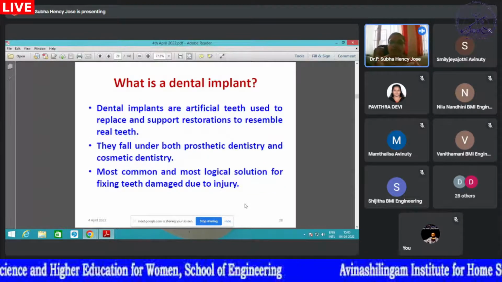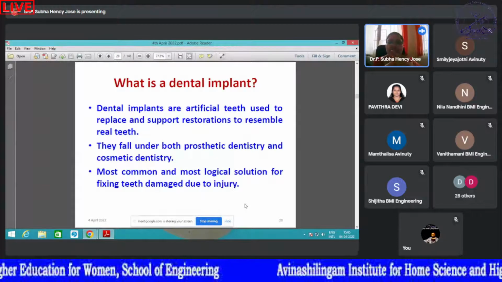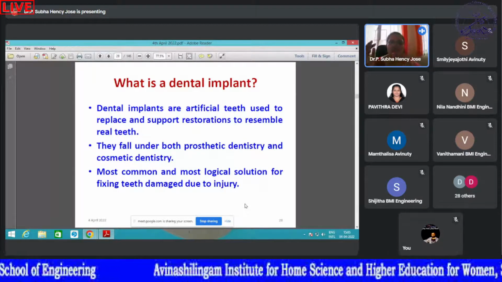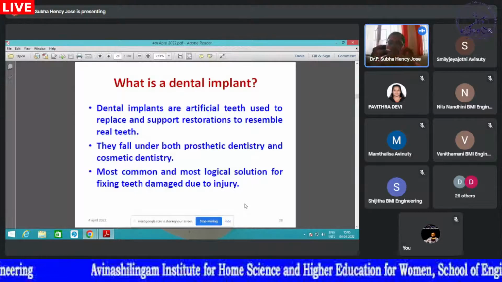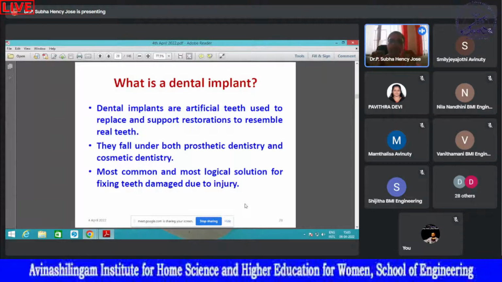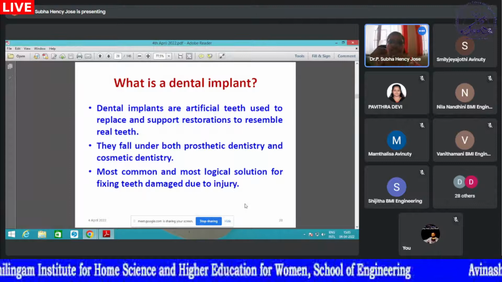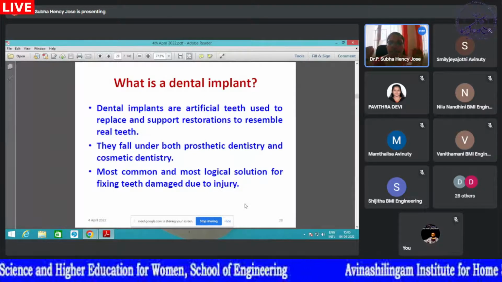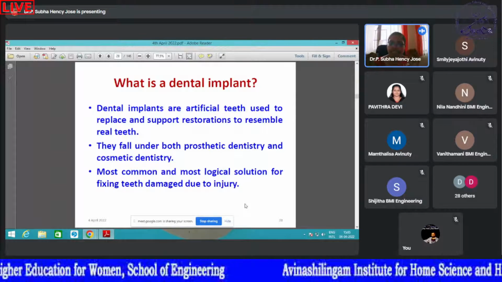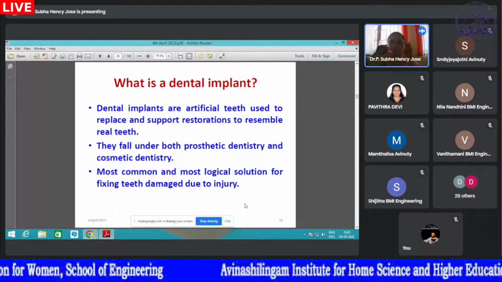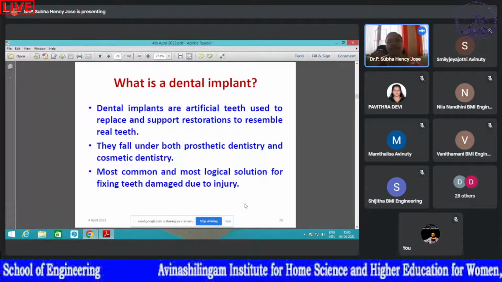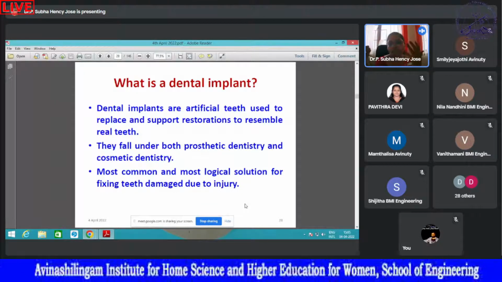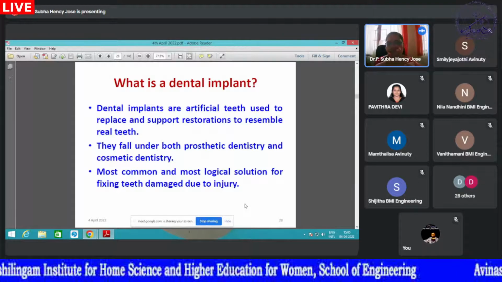So what is a dental implant? Dental implants are used because as age goes on, teeth may fall. In that case they have to go for artificial teeth. Our grandparents would have kept such artificial teeth, right? So that is also a biomaterial. They come under both prosthetic dentistry as well as cosmetic dentistry. Nowadays we want to improve our facial look as well as our smile, so for that we go for cosmetic dentistry.